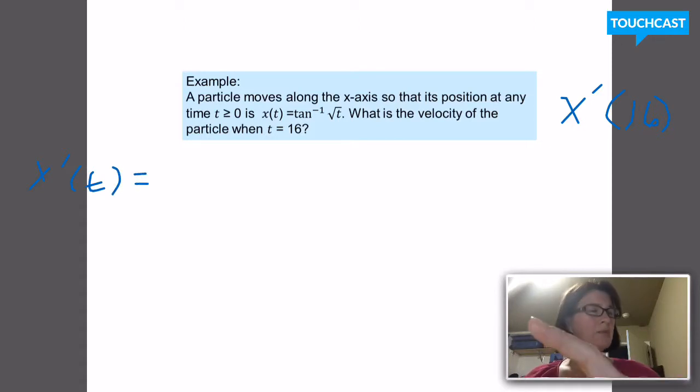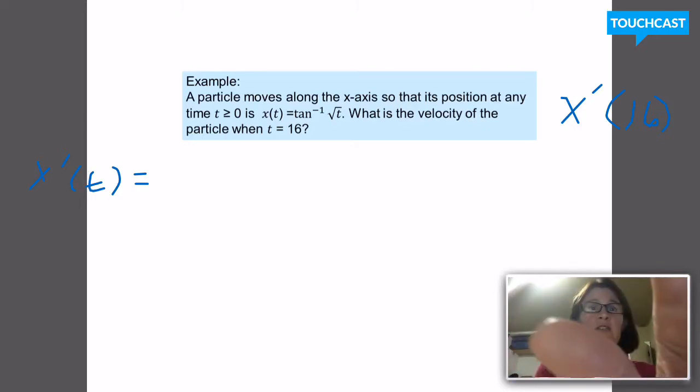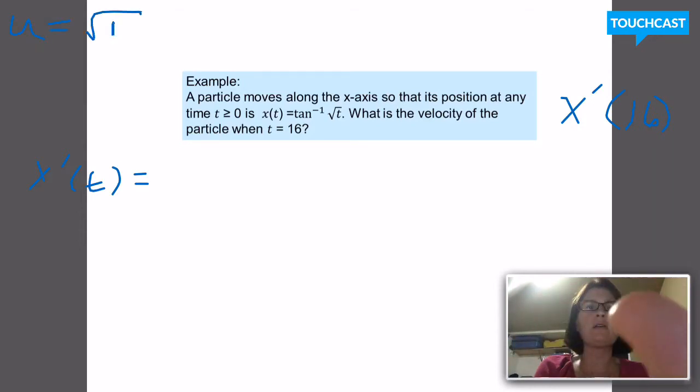is going to be, well, I'm going to have to take the derivative of an inverse tangent function. So I'm going to stop and ask myself, because now I know how to use the chain rule with my derivative rule, what is getting inverse tangented? That's not a real word. Inverse tangented. That's radical t. So I'm going to just make myself a note that u in this case is square root of t, or I could have written t to the 1/2.